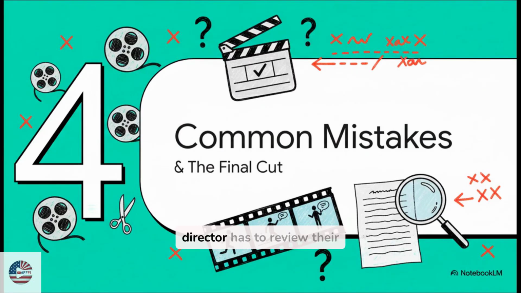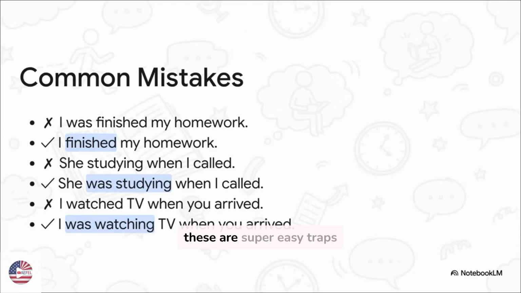All right, every good director has to review their work, so let's head to the editing room for the final cut. We're going to look at a few common mistakes just to make sure your new storytelling skills are absolutely perfect. Okay, these are super easy traps to fall into. First up, you wouldn't say I was finished my homework, because finishing is a single completed event. It's a snapshot. So it's just, I finished, done.